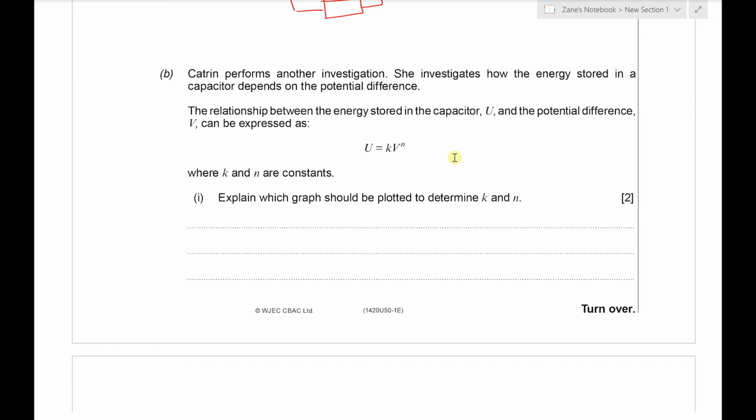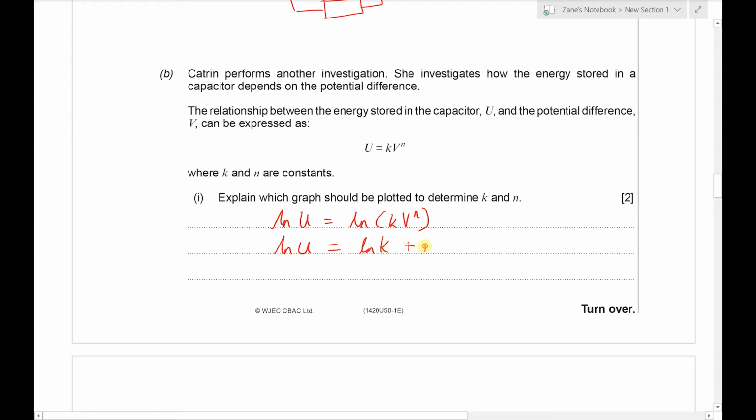So here we're going to realise that we're going to need to take logs. If we take logs, we've got log of U is log of K times V to the N. If we take logs of K times V to the N, we get log of K plus N log of V. And if we compare this to the equation for a straight line graph, y equals mx plus c, or c plus mx here, we can see that we're going to plot log U on the y-axis and log V on the x-axis. And later on we're going to use the fact that the gradient will be N and the intercept on the y-axis will be log of K.